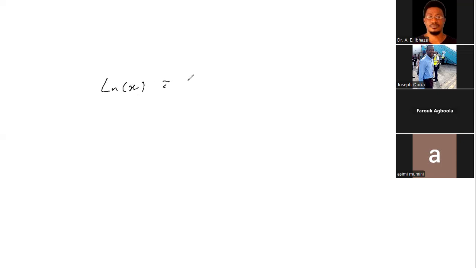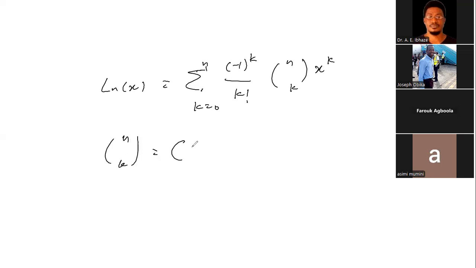become Ln of x is the same as sigma, k taking all values from 0 to n, (-1) to the k over k factorial. Then this is more like the binomial coefficient, which is the combination of n, k, times x to the k. And this combination is given as n factorial over k factorial times (n minus k) factorial. So this forms the binomial coefficients, okay?